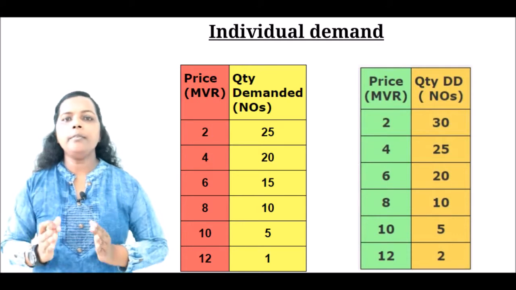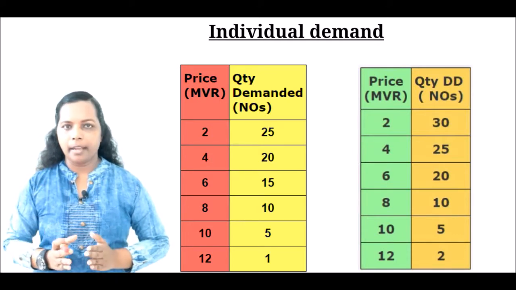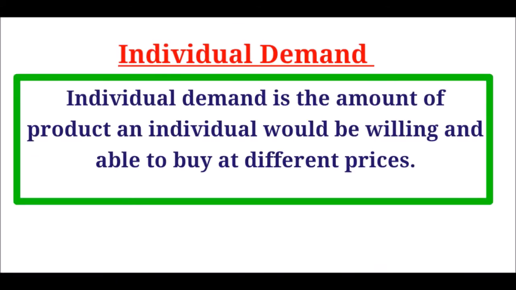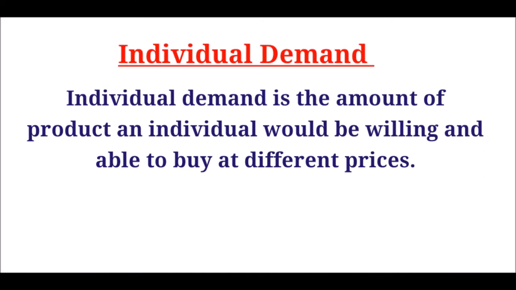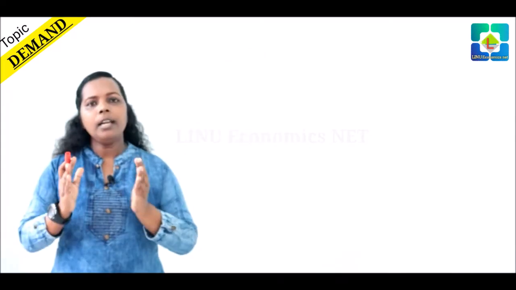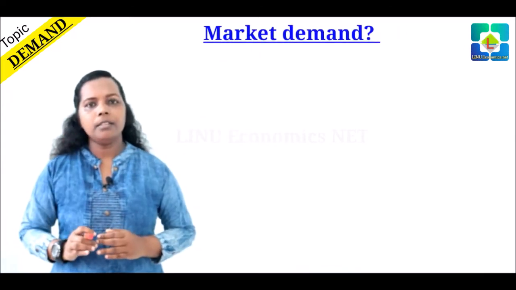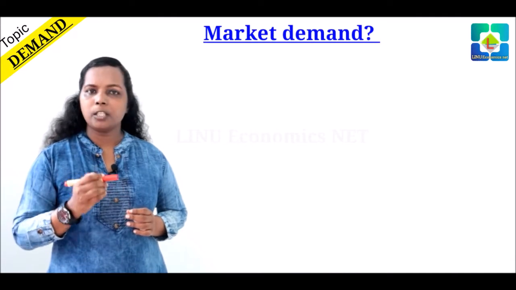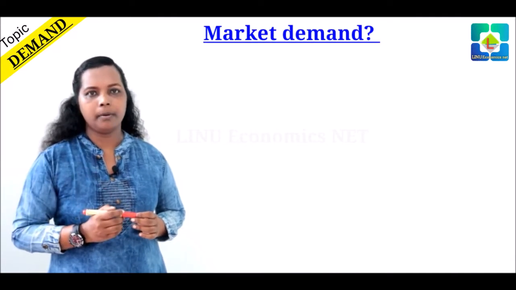So, how can we define individual demand? Individual demand is the amount of product an individual would be willing and able to buy at different prices. Now we know the meaning of individual demand. Then what is meant by market demand? The market demand can be explained with the help of an example.